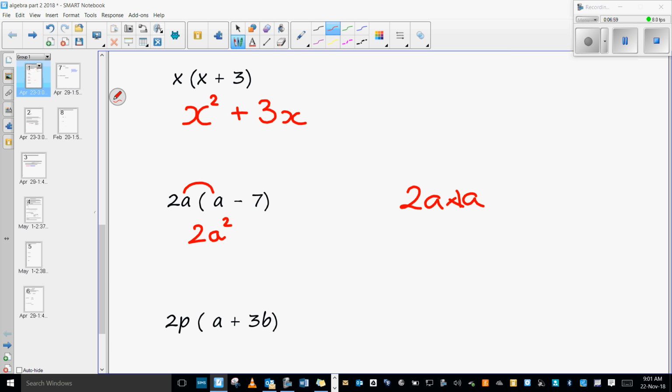Now, this time it's a takeaway sign. So we're going to write subtract, because the sign here, there is no negative sign, so we don't have to worry about it. Okay? So what are we going to do now? We're going to do 2a multiplied by 7. What's 2a multiplied by 7? 14. Good go.